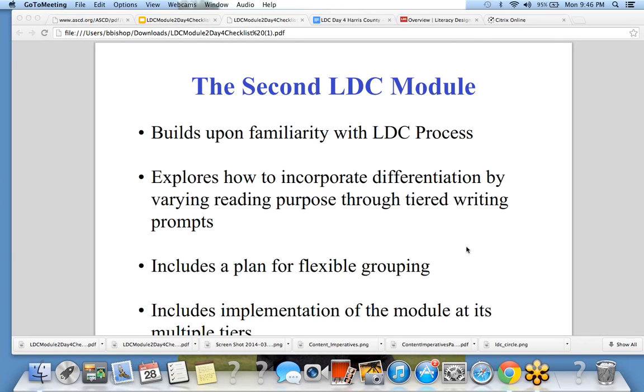And so our additional step was to explore how we might incorporate differentiation into the LDC module, and to do so by varying the reading purpose through tiered writing prompts. Fancy way of saying that some of your kids would be writing one prompt and some of your kids would be writing another. It may be that you chose for the students to read 2 different passages, one perhaps of greater text complexity, or you could have differentiated by varying the reading purpose on the same text.